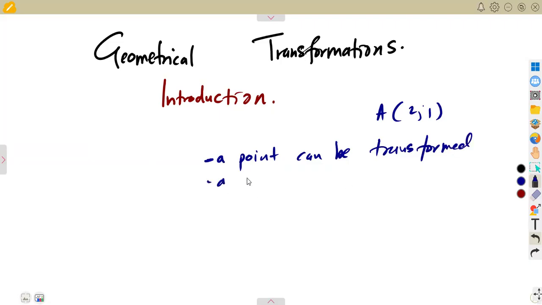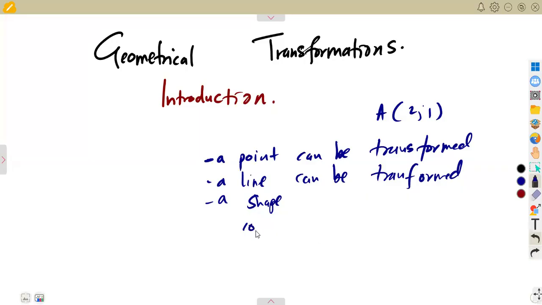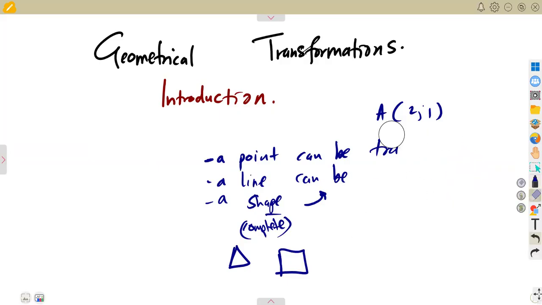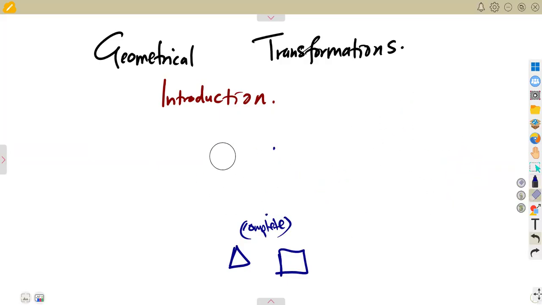A line can be transformed. You can transform a line. A shape, a complete shape, you are considering now a complete figure, can be transformed. Is it a triangle? Is it a rectangle? Whatever you have, any shape, anything can be transformed.